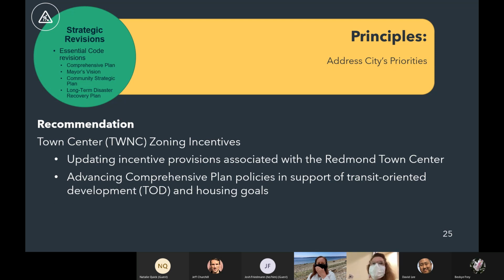For the Redmond Town Center, there are comprehensive plan policies currently in place that have allowed incentives to be placed for additional height in the Redmond Town Center in exchange for certain amenities. They have to be far above and beyond traditional amenities in order to gain additional height. So this strategic revision would allow an incentive provision to be put in place that focuses on high quality amenities that are specific to our community strategic plan. So they're related to environmental, they're related to affordable housing, they're related to preserving our small businesses in exchange for additional height in Redmond Town Center.